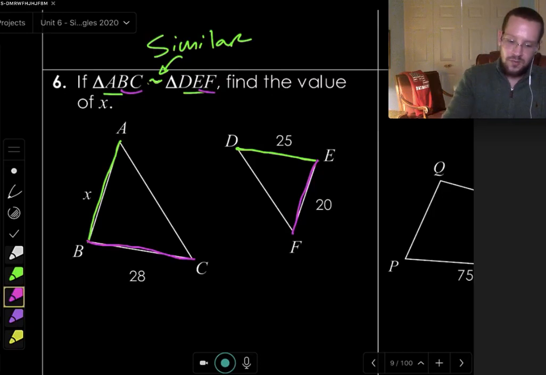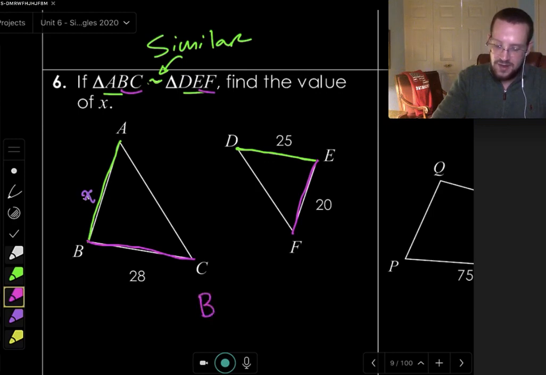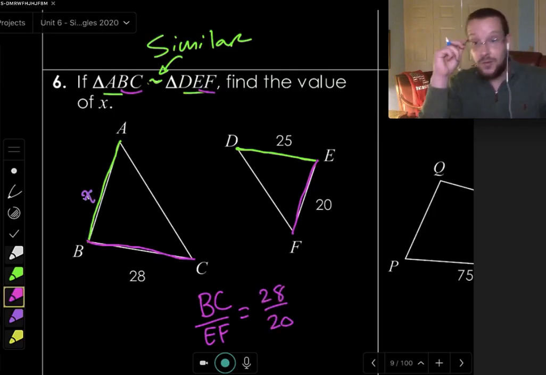So we want to find out what x is. And so what we're going to do here is we're going to have to make a ratio, right? Now, I'm going to make it BC over EF because I want it to be a fraction. So it's going to be 28 over 20. This ratio is actually my scale factor.